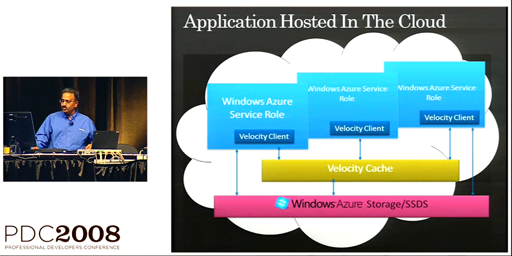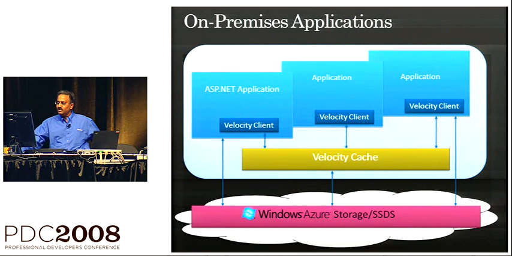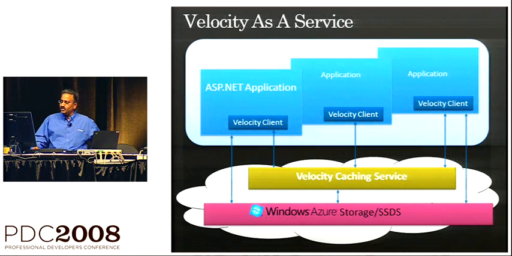So this is a configuration where everything is in the cloud. We would put the Velocity cache on Azure, and these are the Azure service roles. These are the applications, everything running in the cloud. The other configuration is where the cache and the application are on-premises, and the data service itself is in the cloud. The third possibility is, can we provide cache as a service? That's another thing we are looking at.